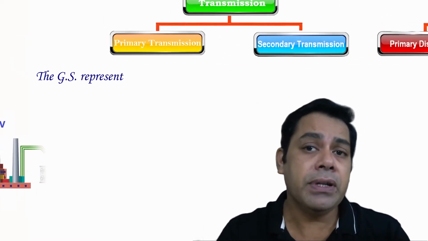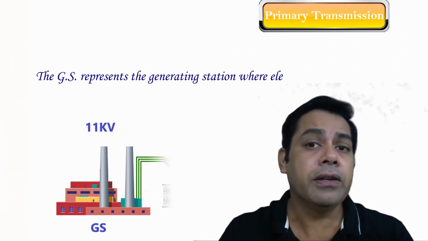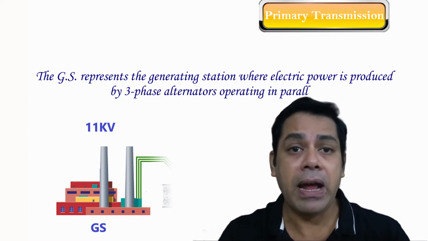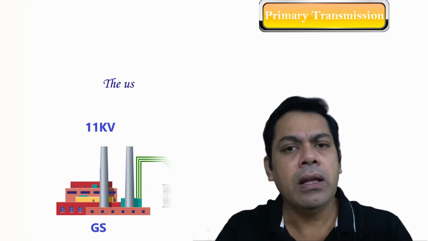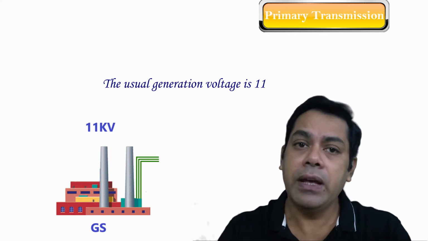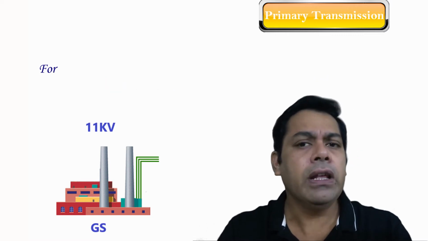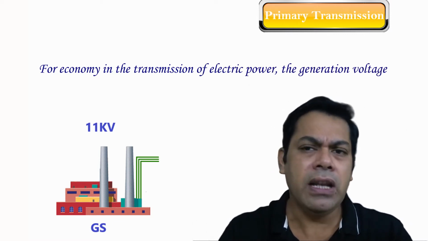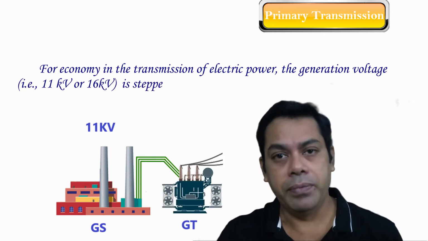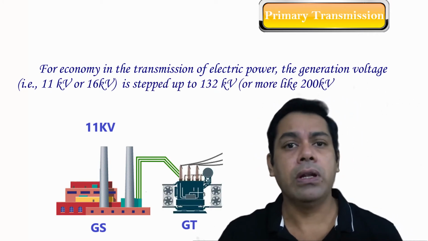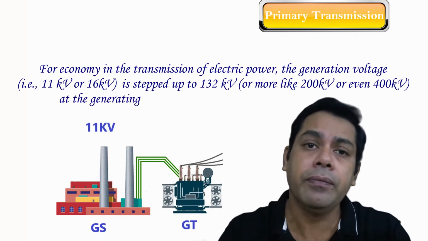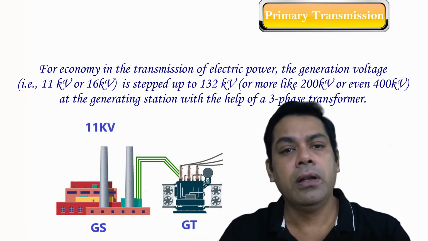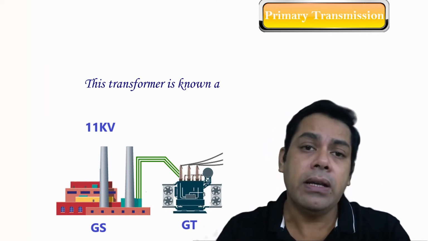The GS represents the generating station, where electric power is produced by three-phase alternators operating in parallel. The usual generation voltage is 11 kV or 16 kV. For economy in the transmission of electric power, the generating voltage, that is 11 kV or 16 kV, is stepped up to 132 kV or more, like 200 kV or even 400 kV, at the generating station with the help of a three-phase transformer. This transformer is known as the generating transformer.